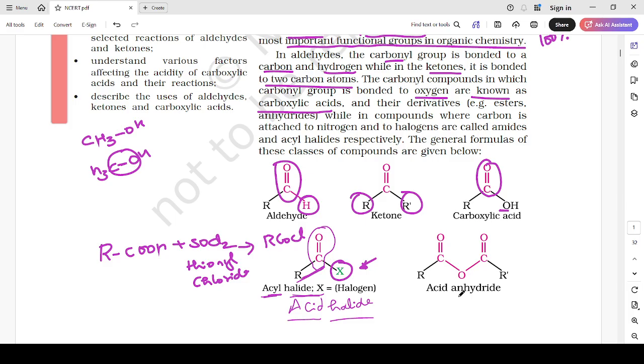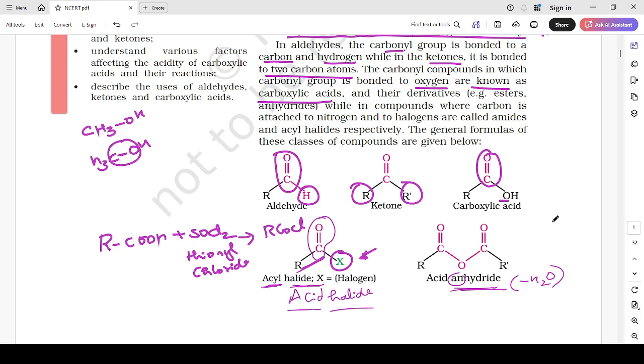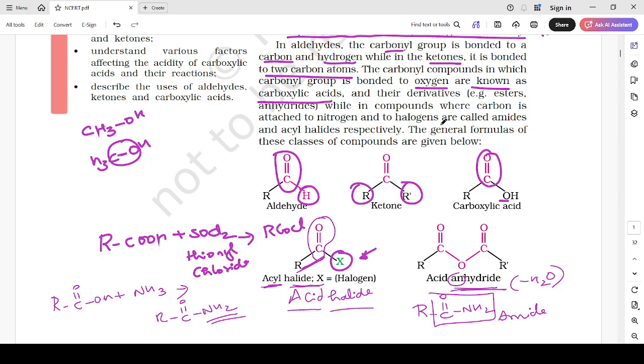Not just that, you can also have anhydrides of them. The word anhydride says you have removed water from it. Removal of water from carboxylic acid will form anhydrides. So these are the common derivatives of carboxylic acid. Not just that, you also have amides here, RCONH2. I have carboxylic acid, and to this I'm adding ammonia, so I will have RCONH2. This is an amide. The CONH2 group is called amide.